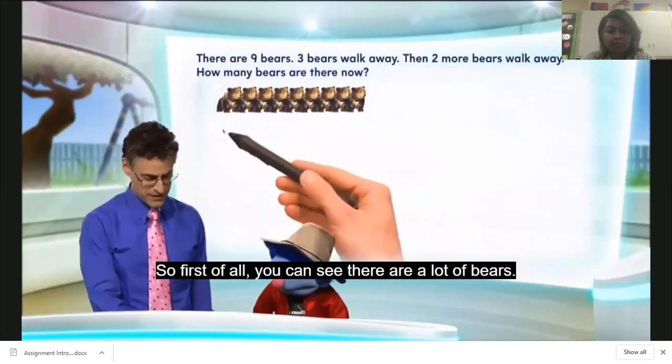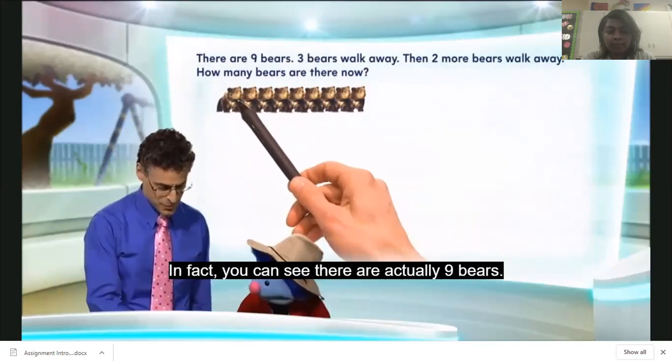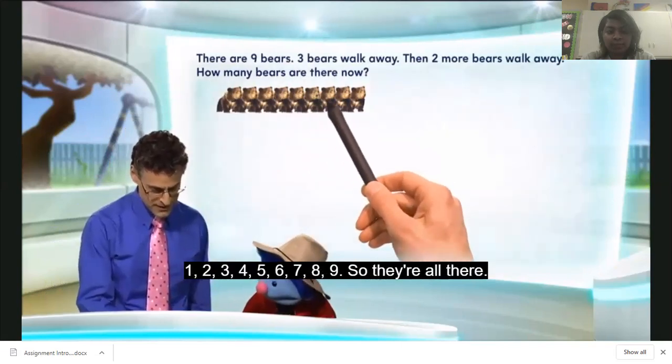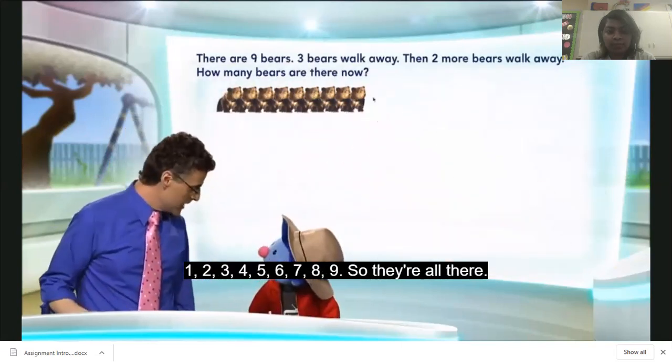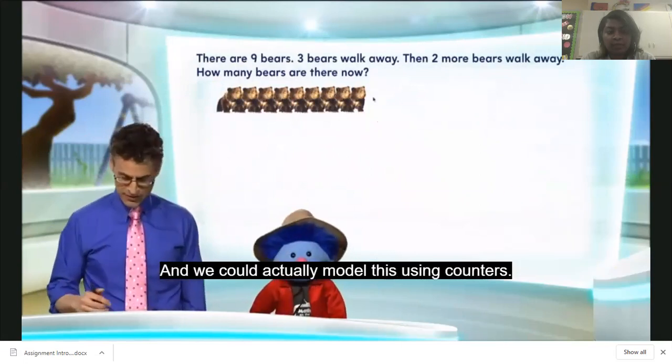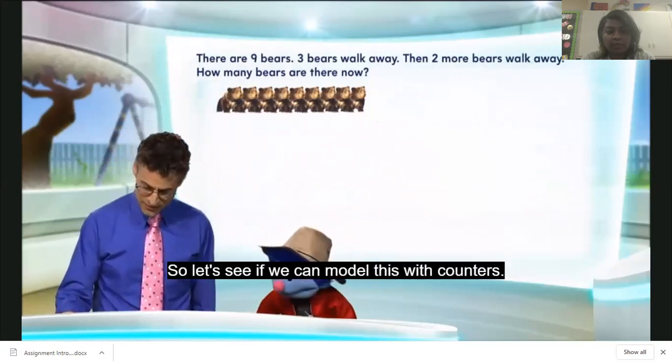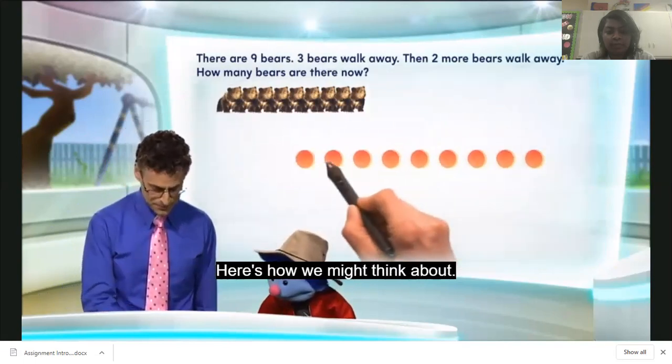So first of all, you can see there are a lot of bears. In fact, you can see there are actually 9 bears. 1, 2, 3, 4, 5, 6, 7, 8, 9. So they're all there. And we could actually model this using counters. So let's see if we can model this with counters. Here's how we might think about it.